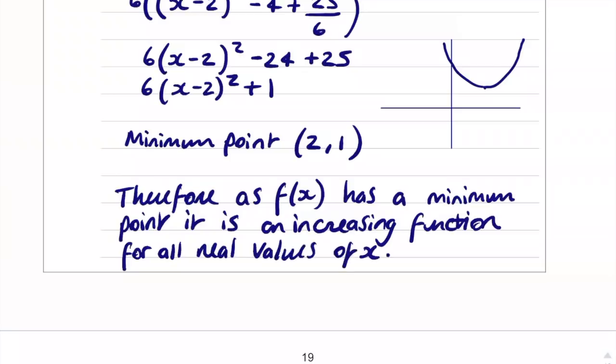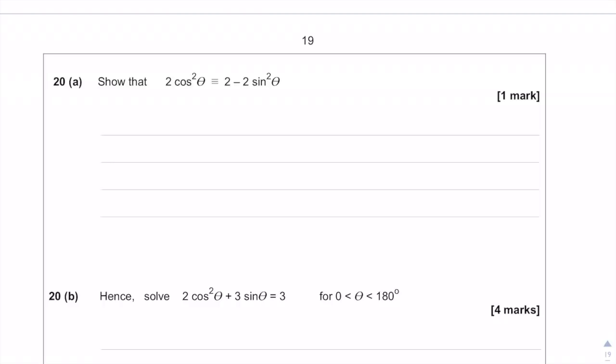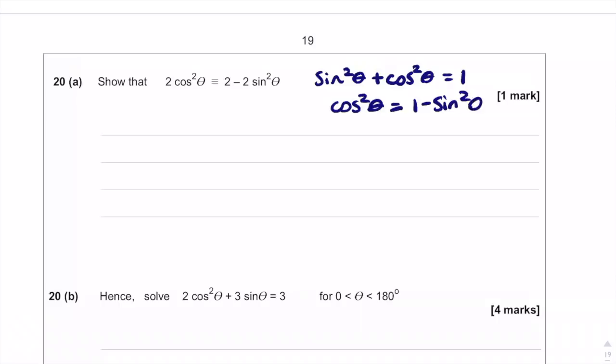of x. Question 20 part A, show that 2 cos squared theta is equivalent to 2 minus 2 sine squared theta. So using our trig identities, we know that sine squared theta plus cos squared theta is equal to 1. So what we can do is we can rearrange this equation to make cos squared theta the subject. So we get cos squared theta is equal to 1 minus sine squared theta. So we can replace 2 cos squared theta with 2 all multiplied by 1 minus sine squared theta. And of course, if we expand out this bracket, we get 2 minus 2 sine squared theta.